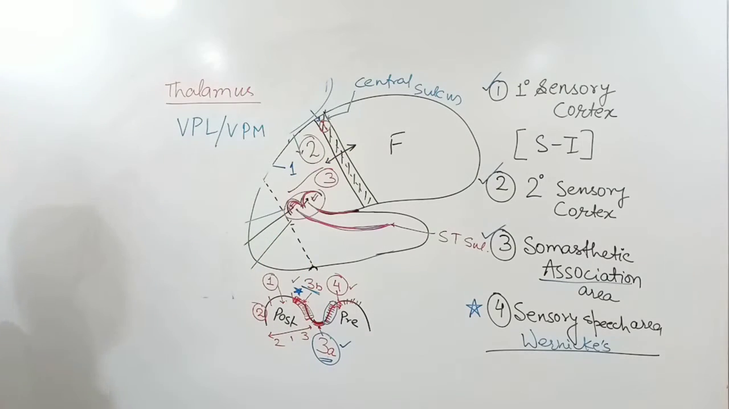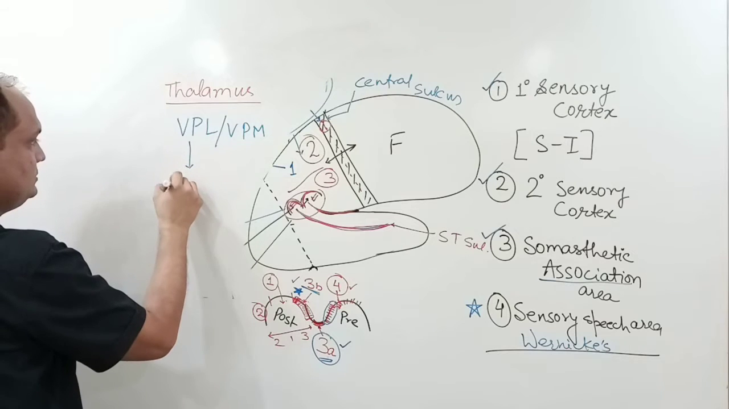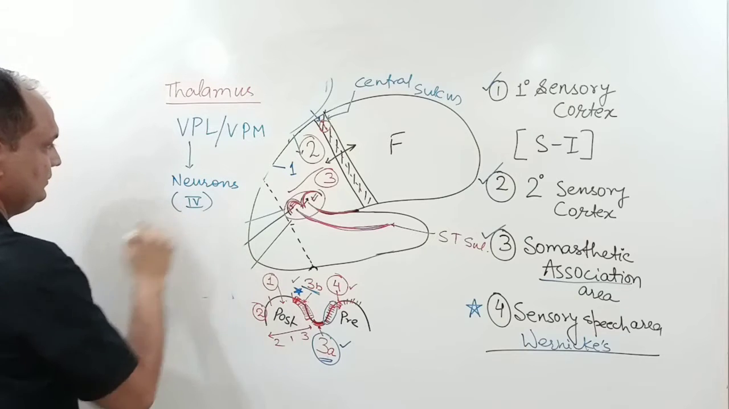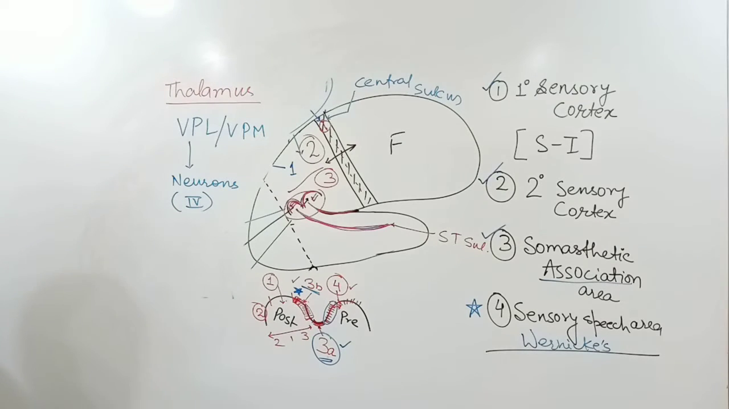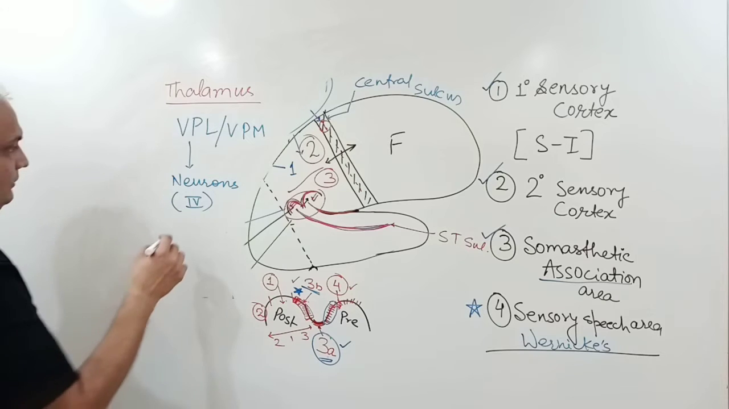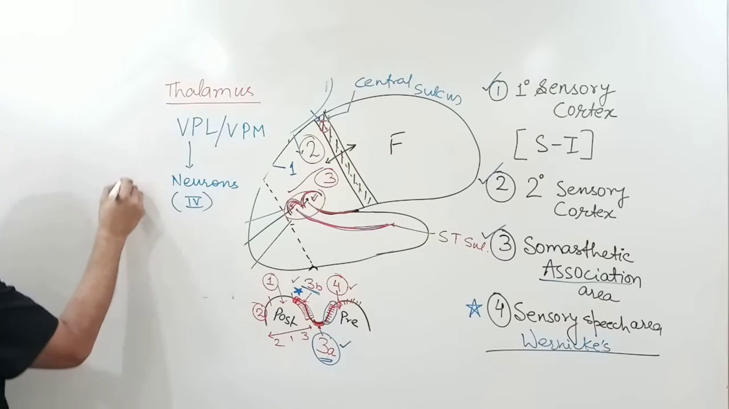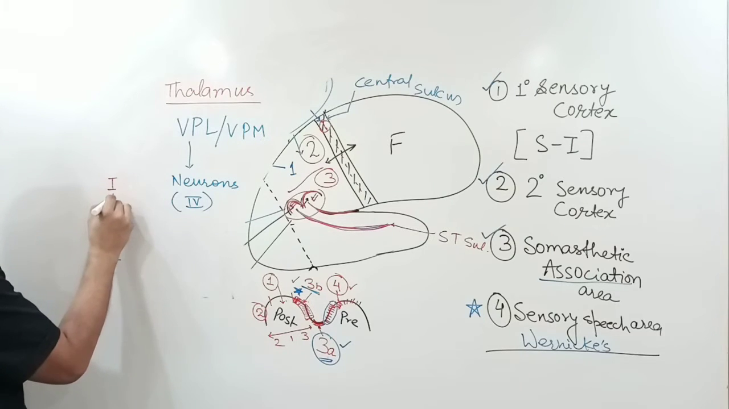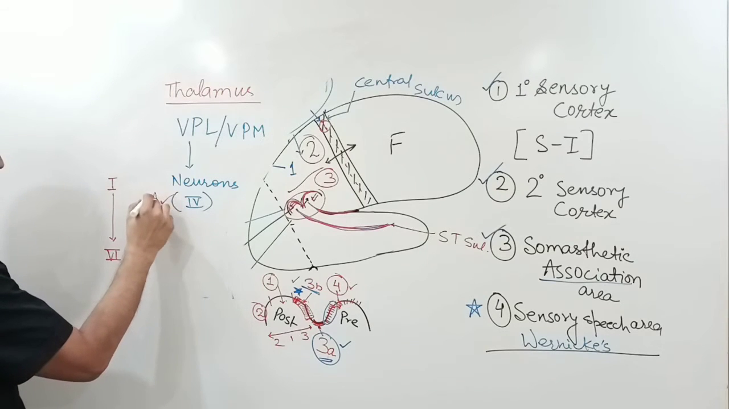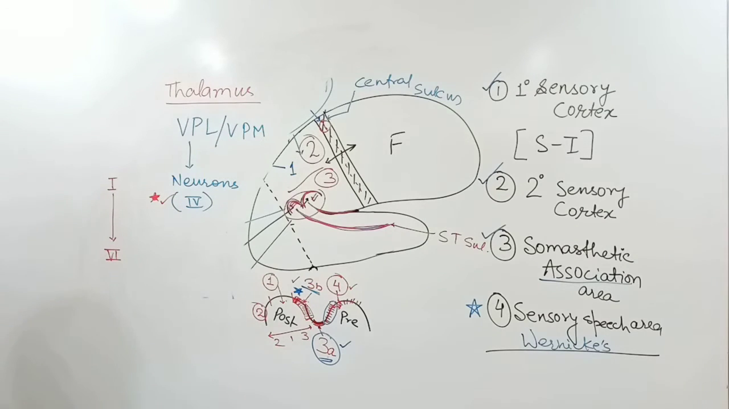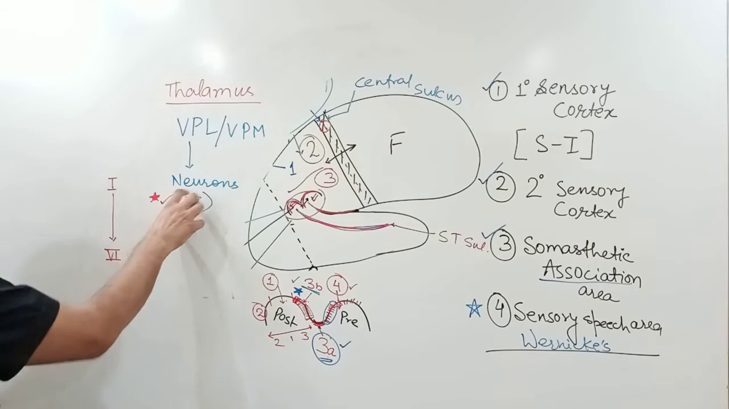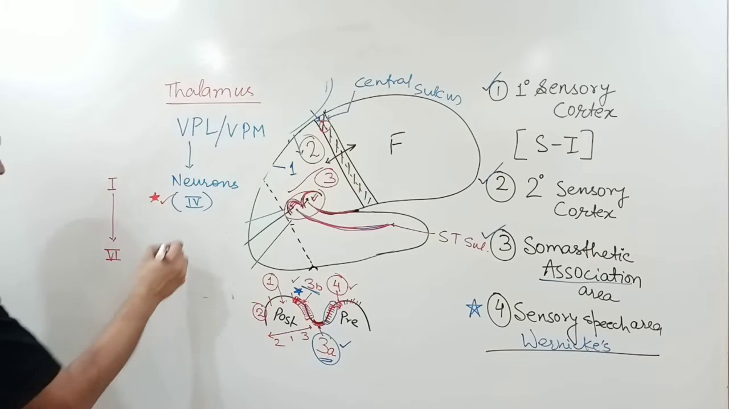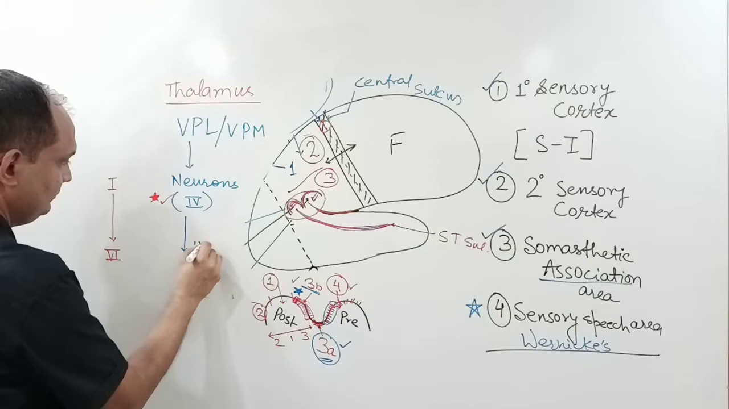Now when the fibers enter this primary sensory cortex, they stimulate the neurons, particularly the neurons present in layer 4. As you know, there are 6 layers histologically in the neocortex, and I am talking about the 4th layer. These neurons of layer 4 stimulate the whole neocortex, and the output comes out mainly from layer 6.